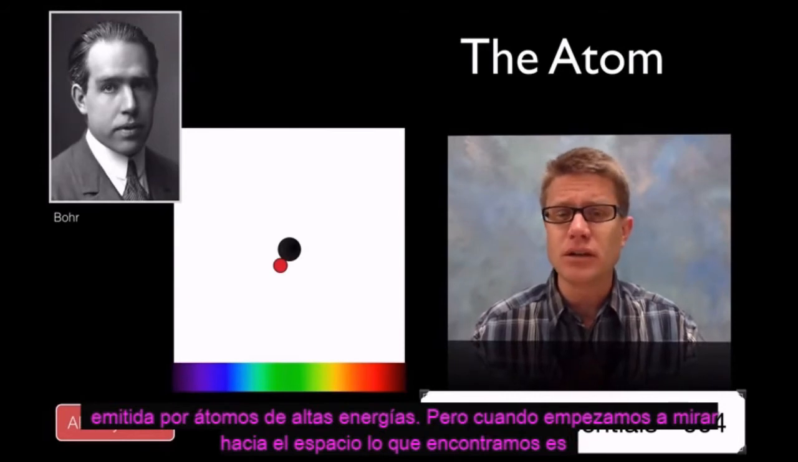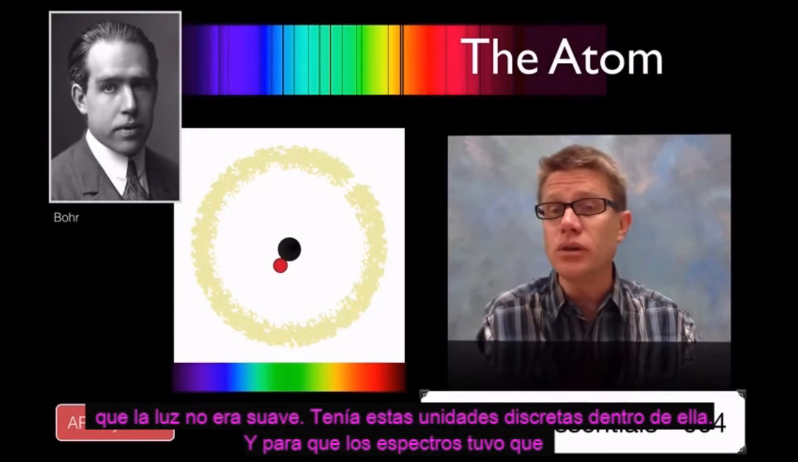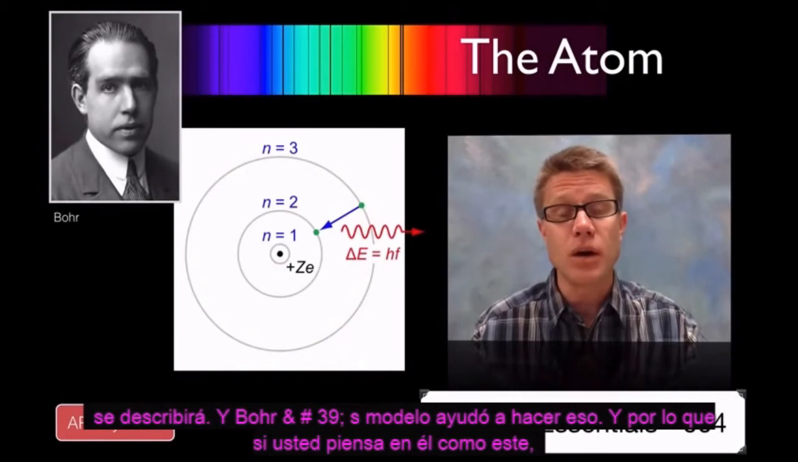But when we started to look into space, what we found is that light wasn't smooth. It had these discrete units within it. And so that spectra had to be described. And Bohr's model helped to do that.